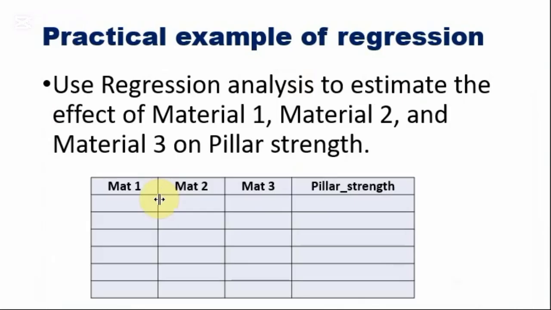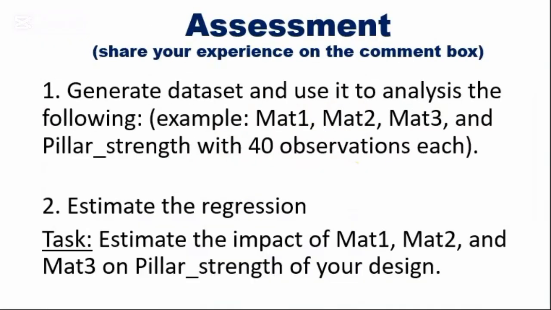So this is what we want to do practically: looking at 3 materials and how they affect pillar strength. Okay, to do that, I will want to use the same process I used earlier to go and generate random data. All right, for those of you who have seen my video on how to use correlation in Excel to do engineering analysis, you recall how we did that thing.